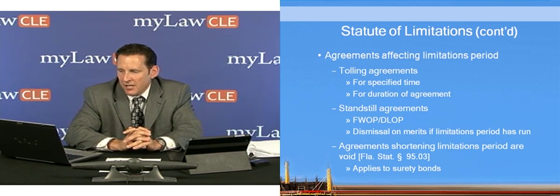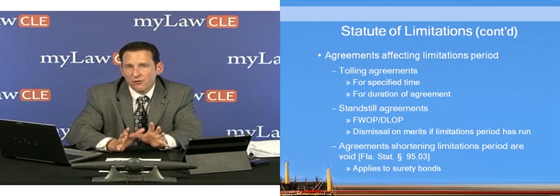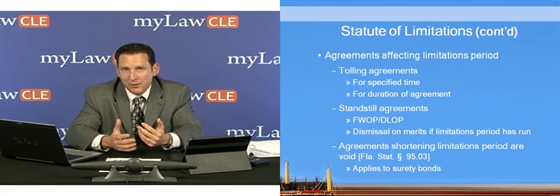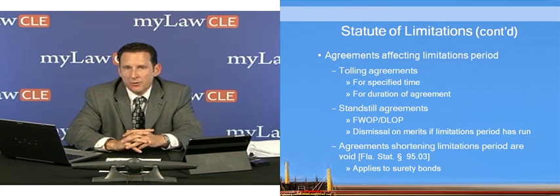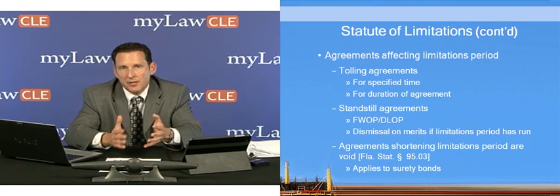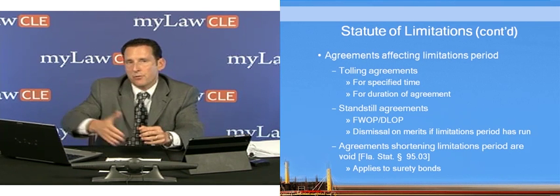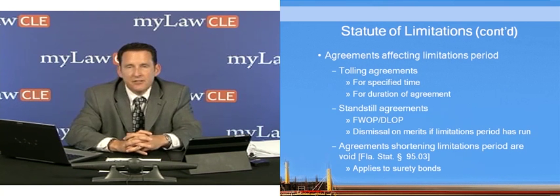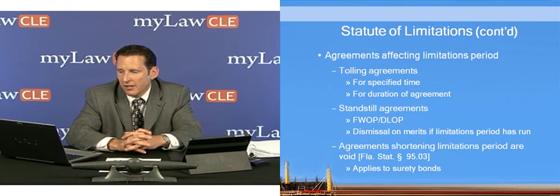Agreements affecting limitations period. These are, in my personal experience, I've used these. These are very important tools in dealing with defects, because sometimes defects could run a very long course from the time that they first exist, from the time that an owner discovers them, and then, of course, from the time that the owner has the ability to timely bring a defect lawsuit within 4 years.